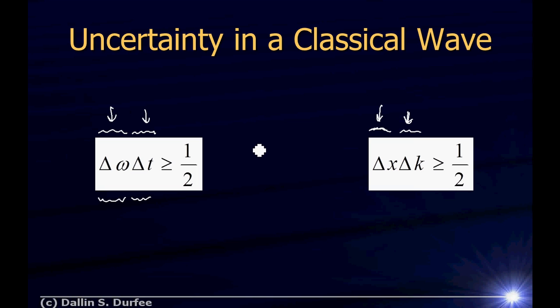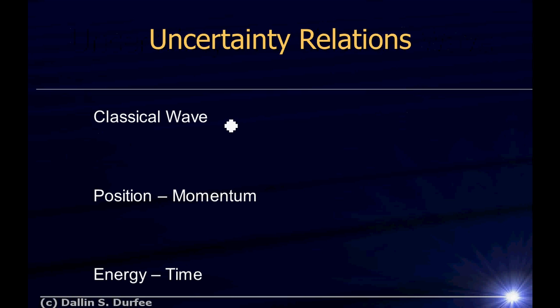All right? So that's what it means. One thing it means to be a wave is that the uncertainty principles apply. So let's apply the uncertainty principles to a quantum wave. Our classical wave, we said delta omega delta t has to be greater than or equal to 1/2, and delta x delta k has to be greater than or equal to 1/2.